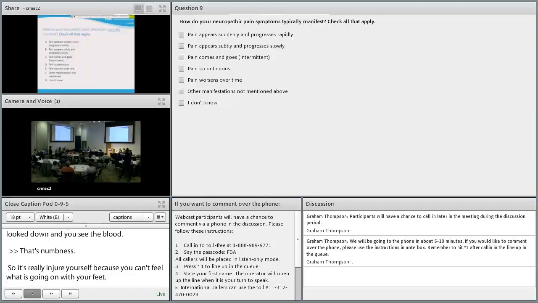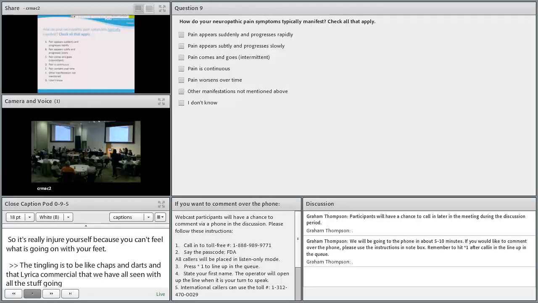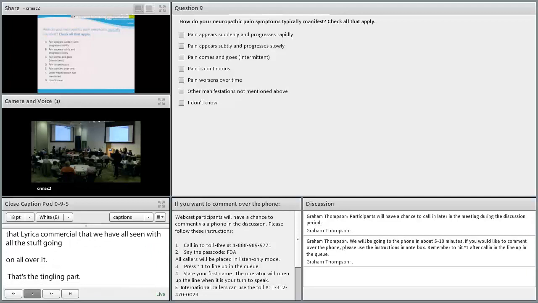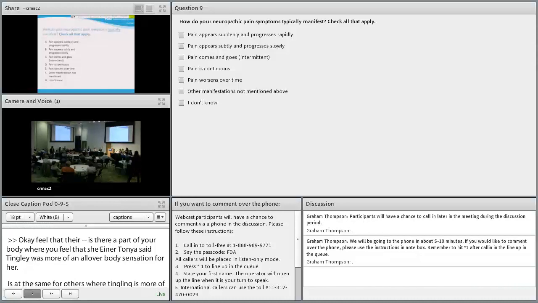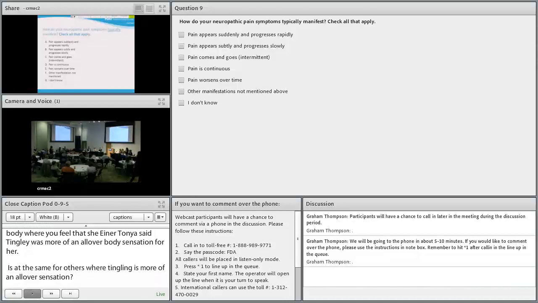Okay. And is there a part of your body where you feel it? I know Tanya said tingling was more of an all-over body sensation for her. Is that the same for others, where tingling is more of an all-over sensation? Or do you find that it's more localized for you in a certain area of the body? We have a hand raised up there.